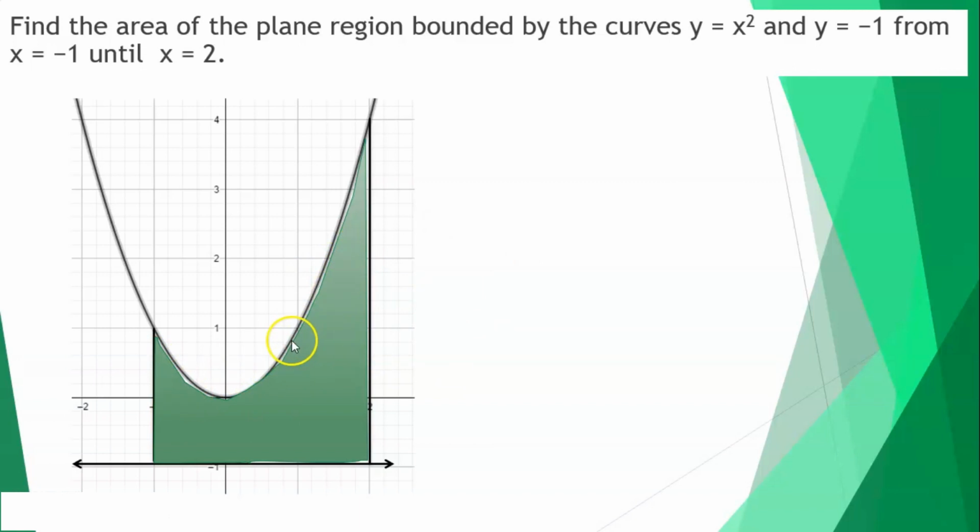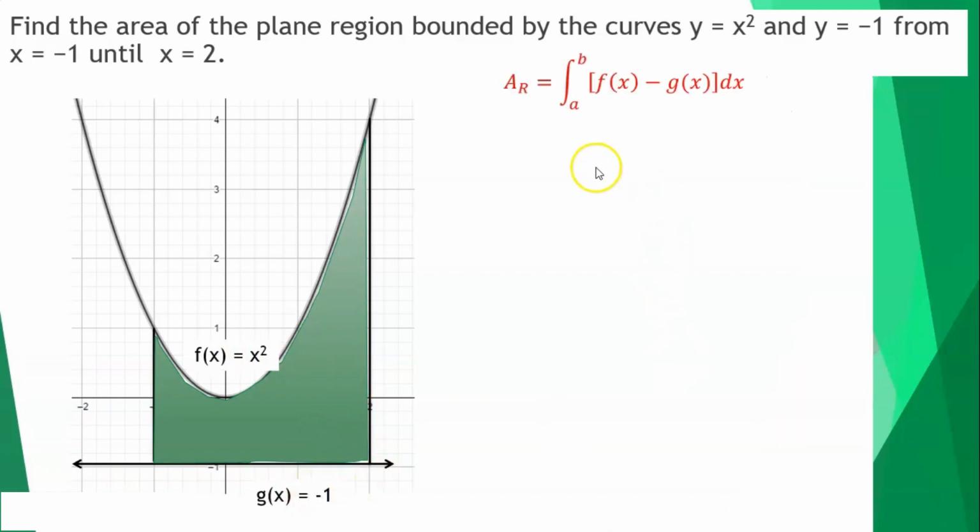Take note, our upper curve is x squared and our lower curve is -1. So again, finding its area, that would be upper minus lower. So our upper curve is x squared, our lower curve is -1. So starting from -1 until positive 2. So take note, negative of negative, so that's plus 1.